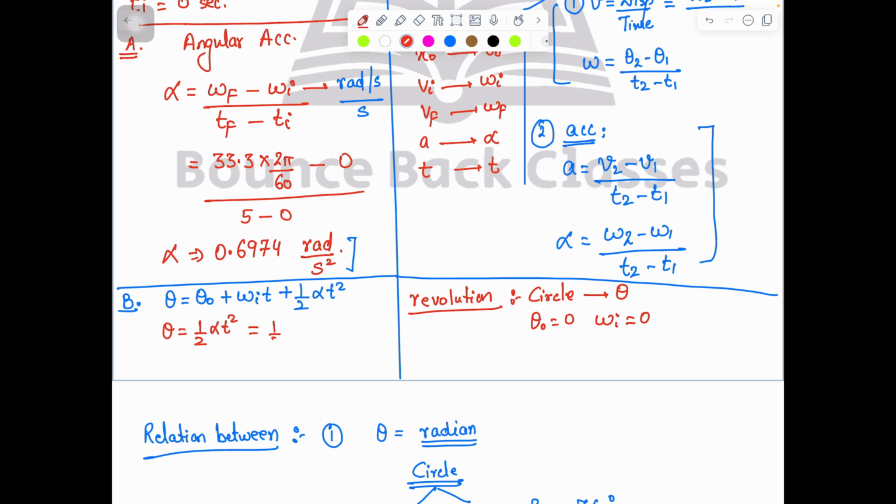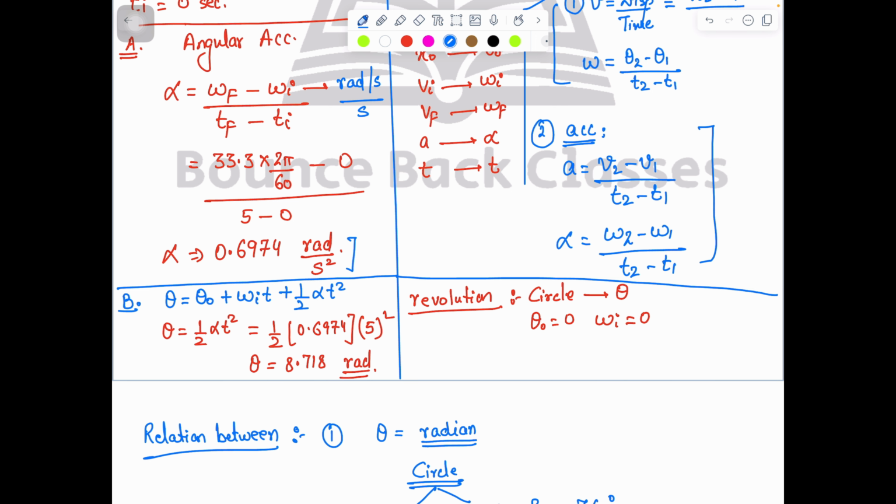Half times alpha, we already solved, 0.6974, and what is the time? 5 square. So what is the theta? Solve it fast. 8.718, and the unit should be radian. Unit should be radian. Is it fine, guys? Is it fine? Sure.